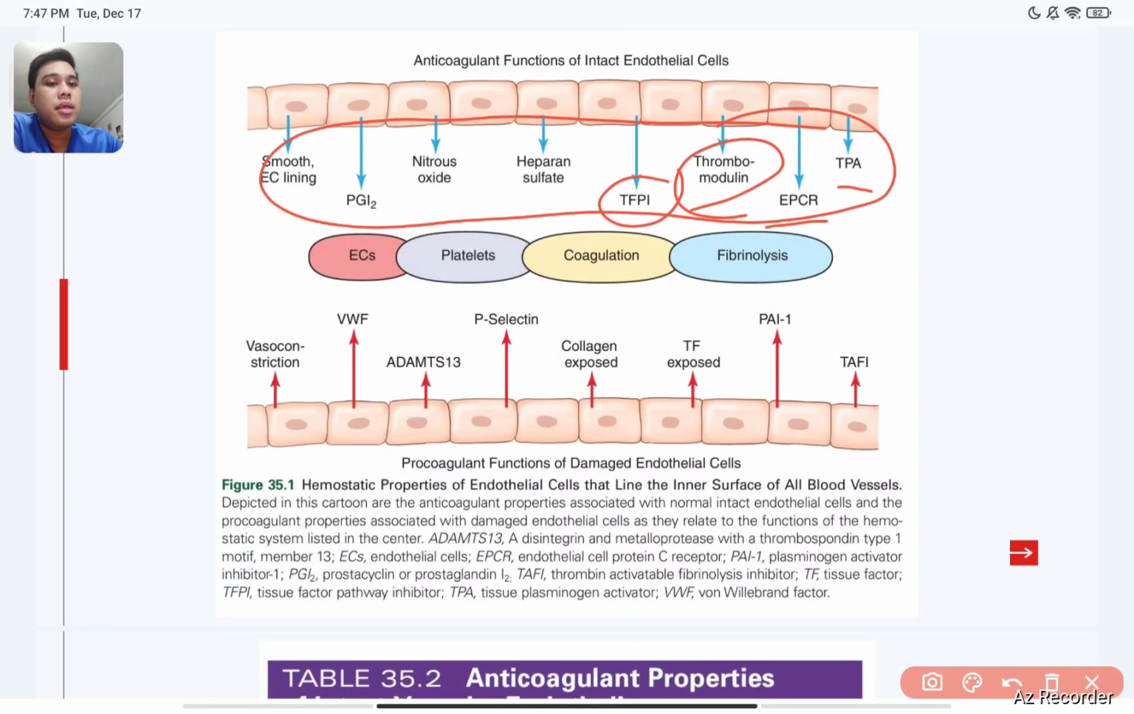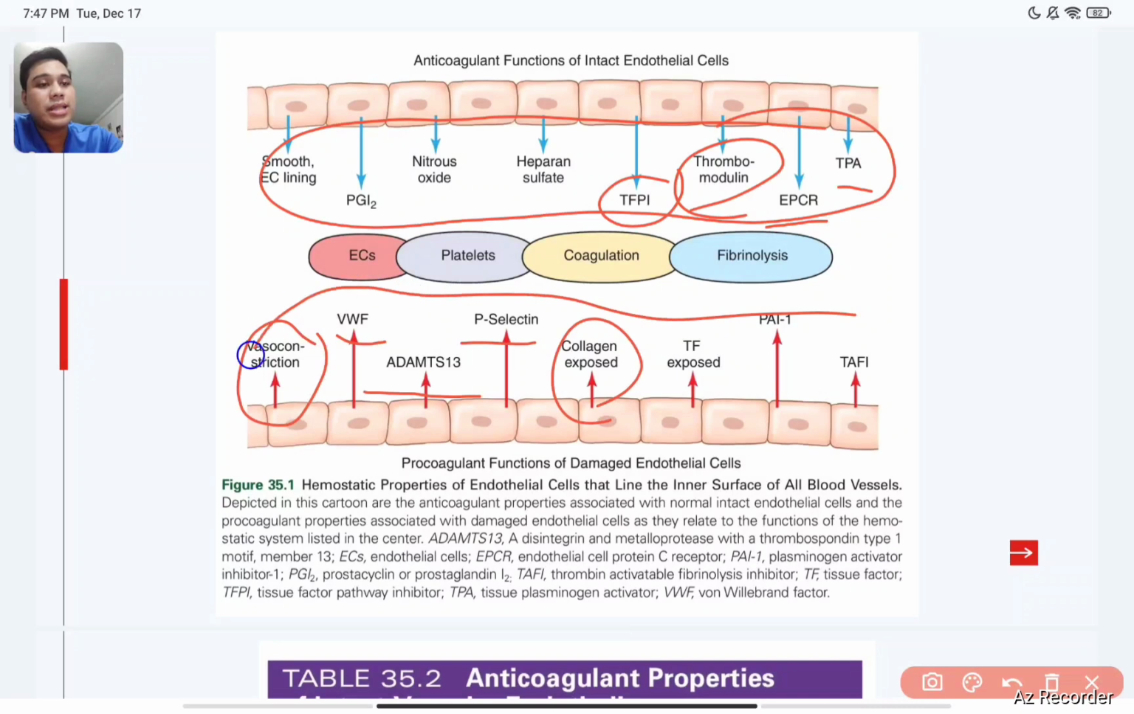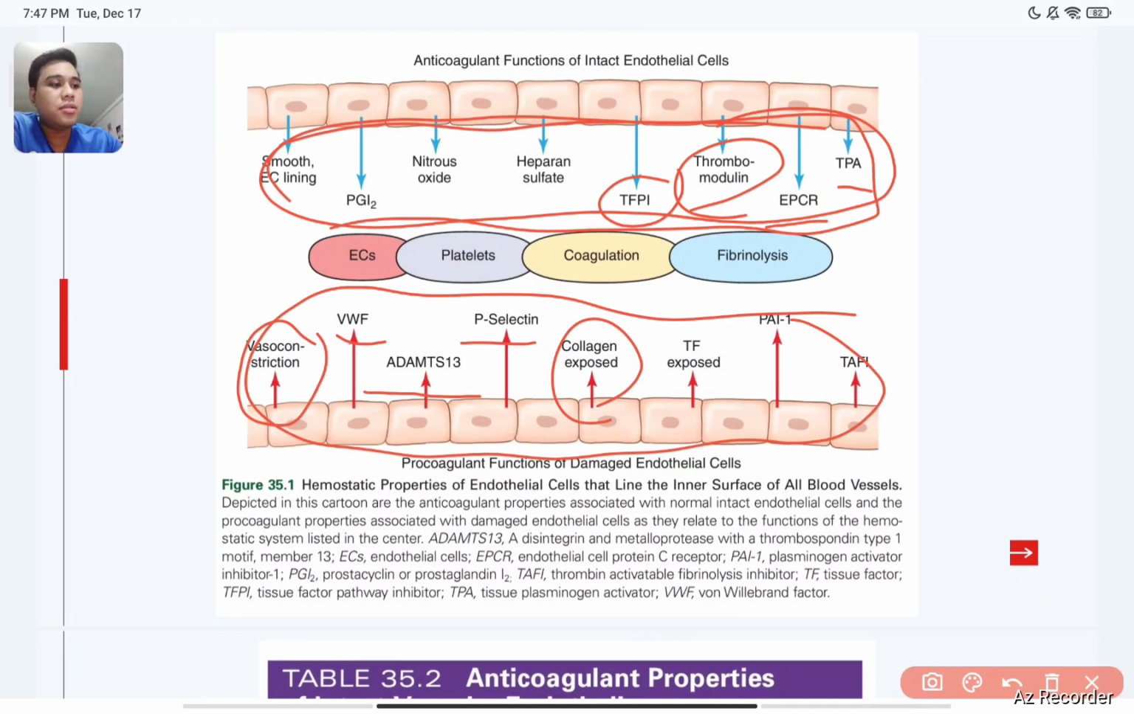These are all anticoagulant, okay? And then tong mga nasa baba naman, they can be procoagulant. Itong vasoconstriction, von Willebrand, ADAMTS13, P-selectin, collagen, 'di ba? So this one, yung mga nasa baba, these are your procoagulant substances. As compared sa mga nasa taas, these are anticoagulant substances.